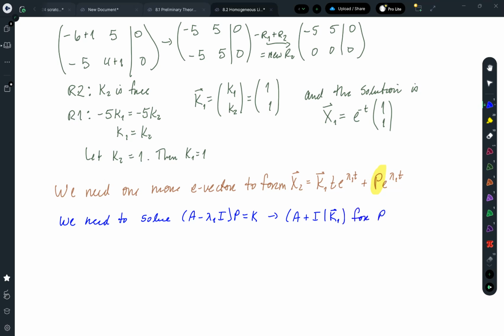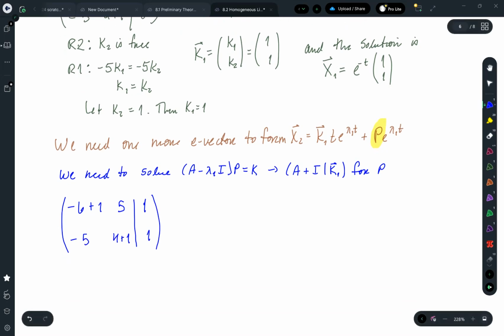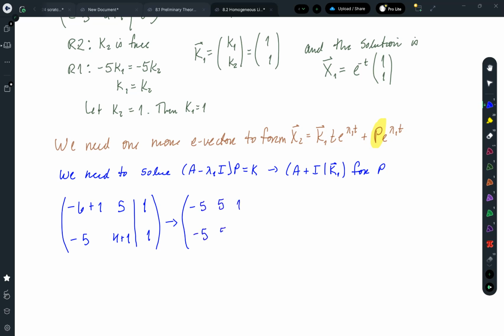Okay, and what that looks like is very similar to what we have above. We get a -6 plus 1 and a 5, but instead of a column of zeros, our column is formed by K1, which had ones in it. So I put a 1 on the other side of the equal bar. The second row has -5, and then 4 plus 1 and 1. When I simplify this, I get -5, 5, 1, -5, 5, 1.